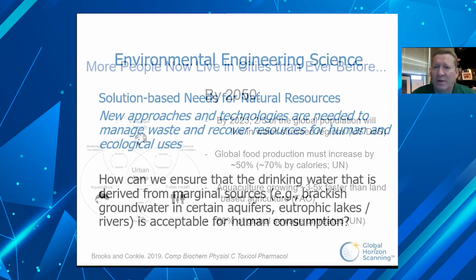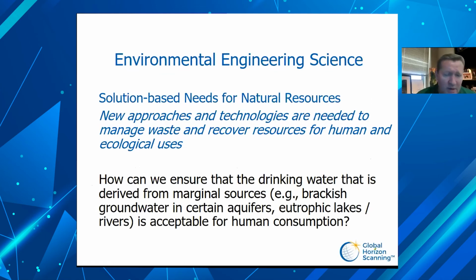A number of questions directly related to environmental engineering science are related to some of the comments I was just making. We need solution-based approaches. If we think about the diverse water challenges around the world, again, it's estimated that 2/3 of the global population will live in water-stressed regions by 2025. And as we know, India is certainly a burgeoning country with many water challenges as well. So how can we make sure that the drinking water for human consumption that we derive from what we might consider marginal sources? Certainly groundwater depletion is a major issue. In regions now, we're focusing on brackish groundwater in certain aquifers as opportunities for beneficial reuse.